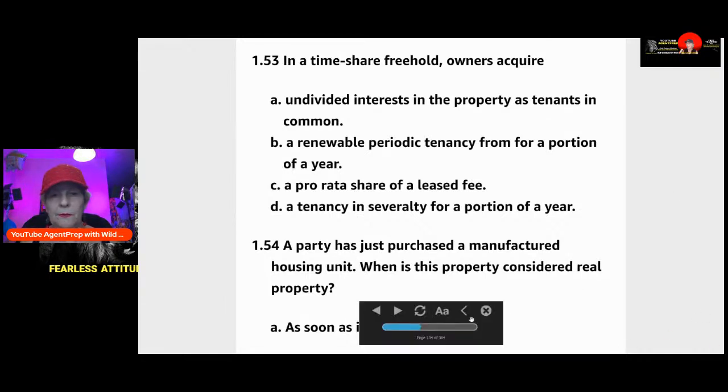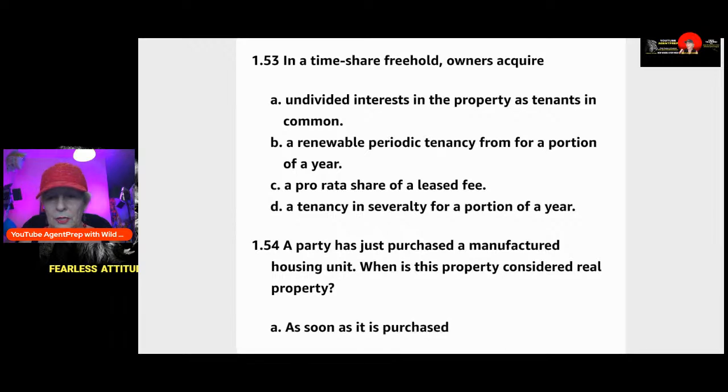All right, very good. Did anybody answer it incorrectly? Nope, we've got D. All right, number 153. In a timeshare freehold, what kind of timeshare? Freehold. Remember, it can have leasehold or it can have freehold, and there's a difference. So in a timeshare freehold, owners acquire what? A, an undivided interest in the property as tenants in common.